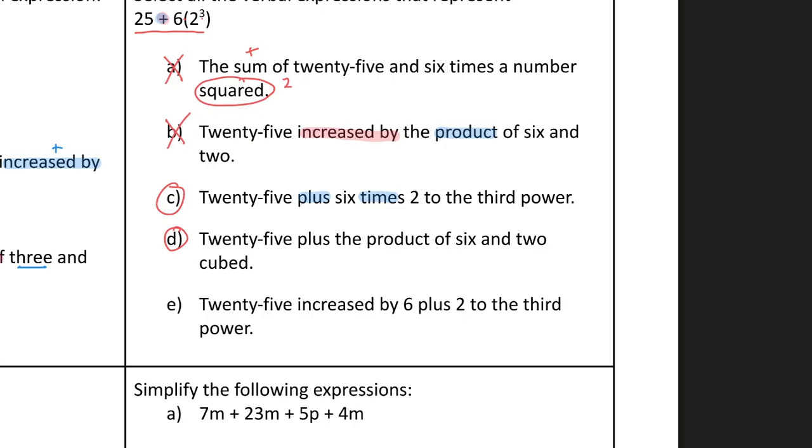All right, last one here, we have 25 increased by, increase is plus, 6 plus 2 to the third power. So this one's incorrect because the word plus is not right. We know that it's 6 times 2 to the third power, not 6 plus.